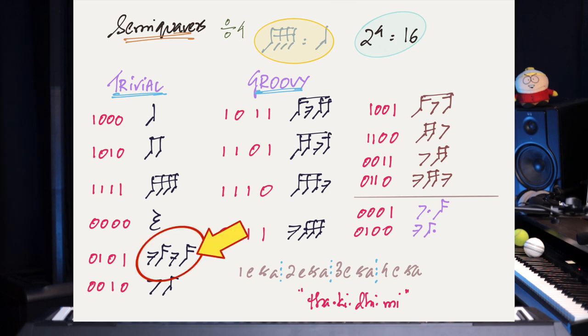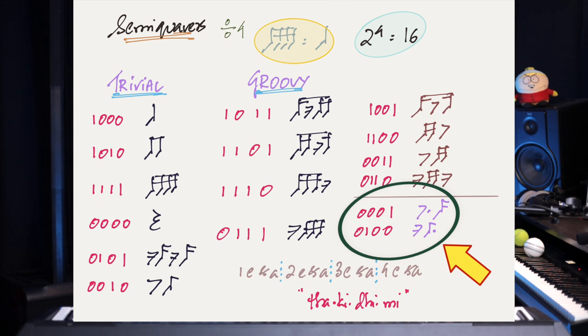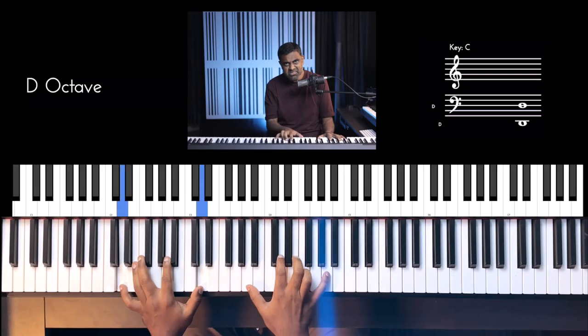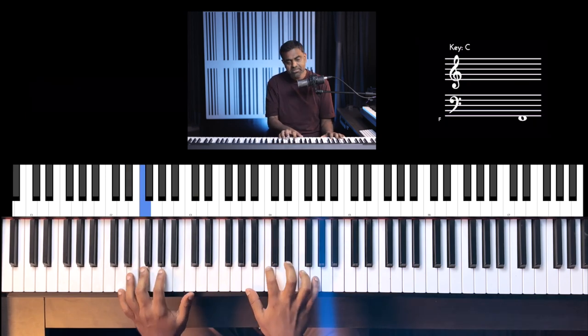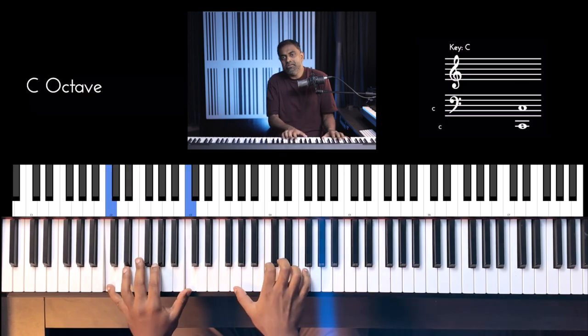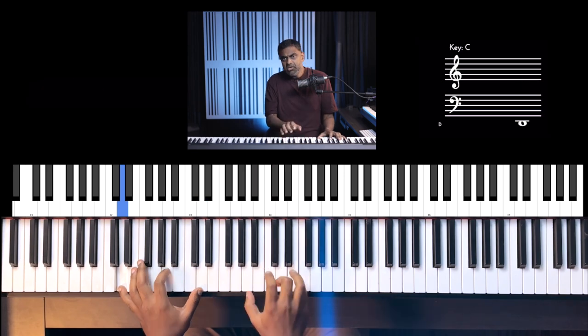And then we have 0101. May look trivial, but not so easy to play. You have to be attentive of those E's and A's. E and a 3 E and a. And lastly, there are two more permutations left, which is 0001. That's only the A. Or only the E.